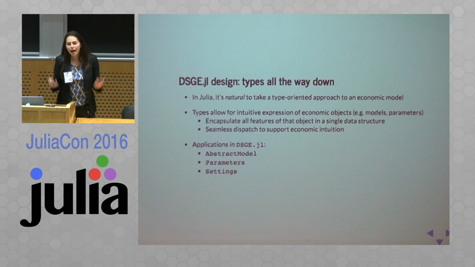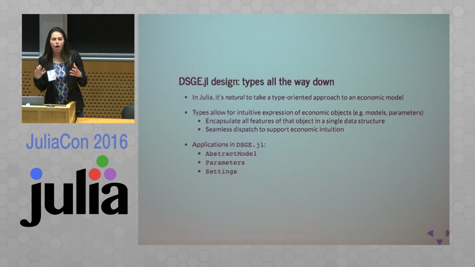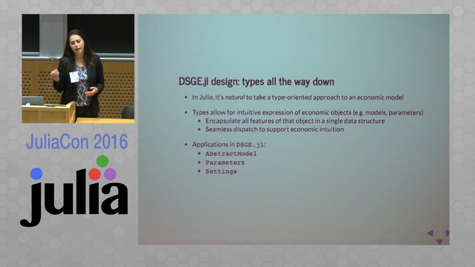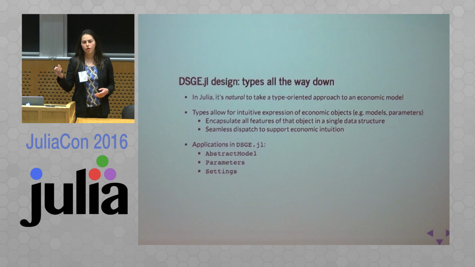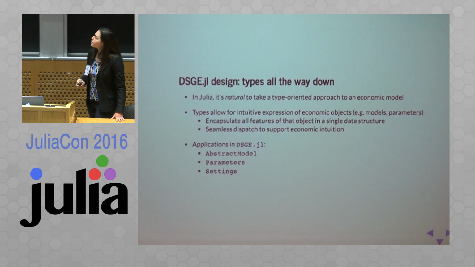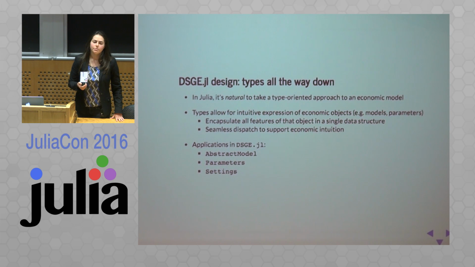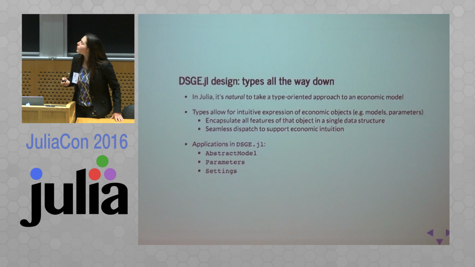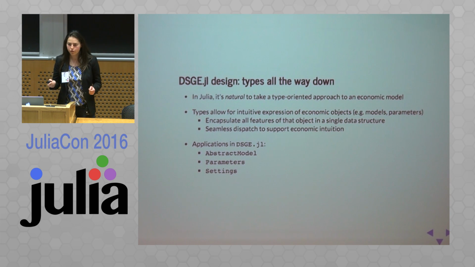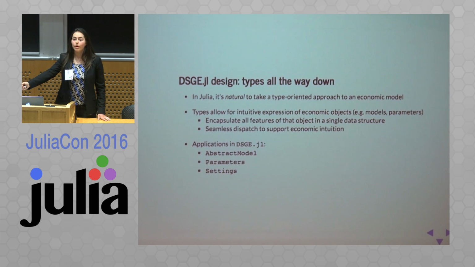And they're useful because you can encapsulate all information about that economic object in a single data structure. So you know where everything about it is, and it's easy to see and to understand and to organize, and it makes it really easy to call any function on that object because any function that you give that object to will have access to everything that's stored inside of it. It also makes it really easy to do dispatch on different model types, and that sort of dispatch really supports our economic intuition. I'll give an example of that in a minute. And so then we have a lot of different types in DSGE.jl, but one of them is the model itself. Another one is the parameters. And another one is computational settings, which I'll talk about in a little bit.